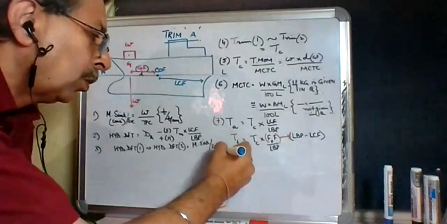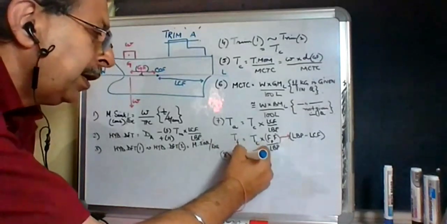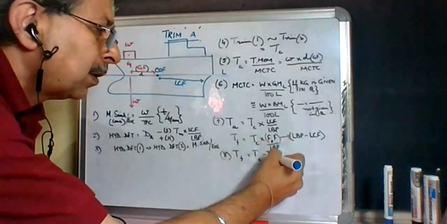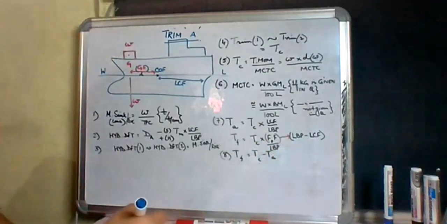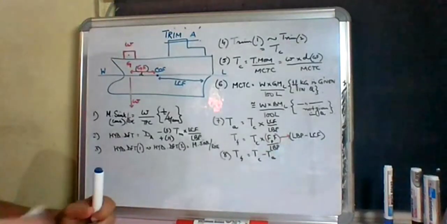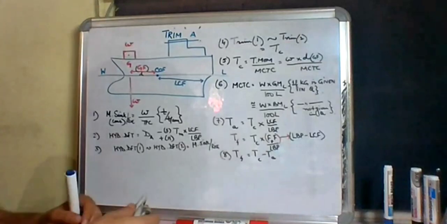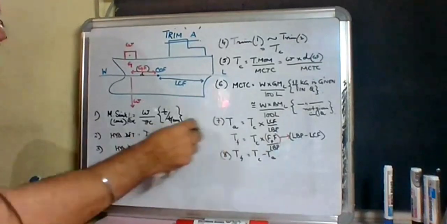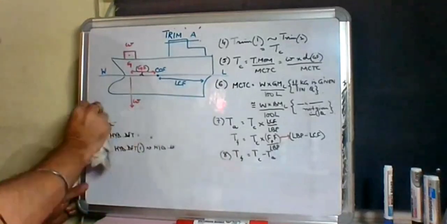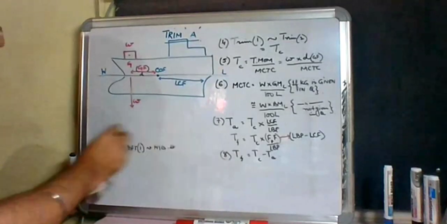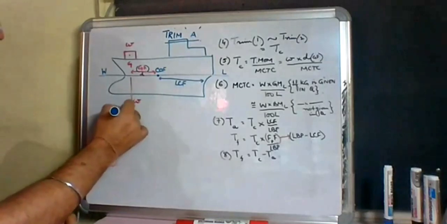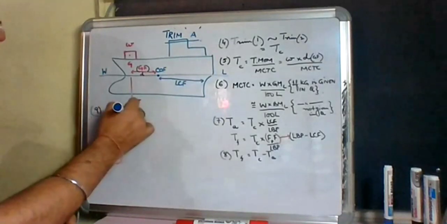Also, TF is equal to TC minus TA. And finally, you draw the drafts table. That's your 9th formula.